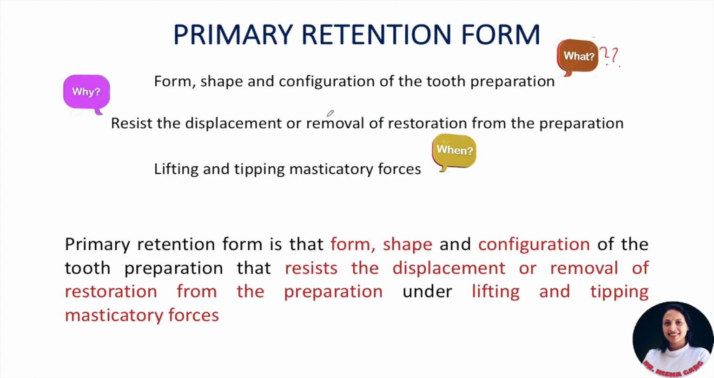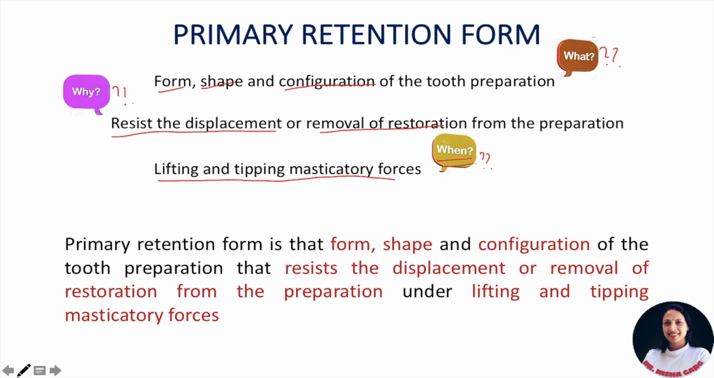See, what exactly is the primary retention form? This is that form, shape, and configuration of the tooth preparation. Now, next is why is it needed? It is needed to resist the displacement or removal of the restoration from the preparation. And when can this displacement happen? Under the lifting and tipping masticatory forces.